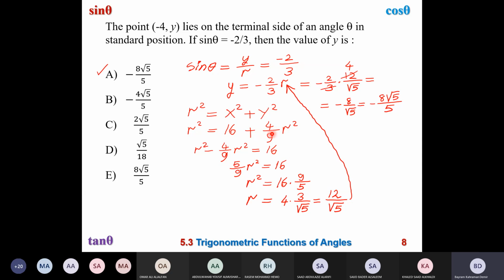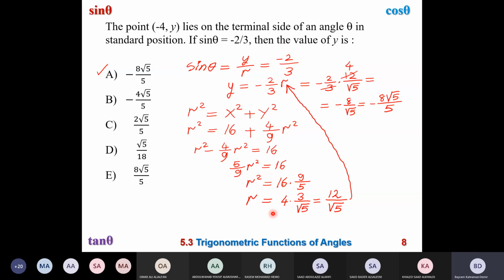Now you notice, Shabab, that we have an equation that we can solve for r, right? We have only r here. So I move the 4 over 9 r square to the other side, right? So it will give you 5 over 9 r square, right? 9 r square minus 4 r square is 5 over 9 r square equals 16. So from here, r square will be 16 times 9 over 5. And when you take the root of both sides, you need to choose the positive one, of course, not the negative. r is 4 times 3 over root 5 here, right? We take the root. That means it is 12 over root 5, Shabab.